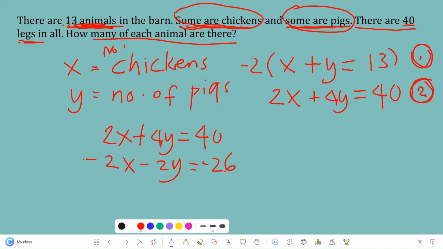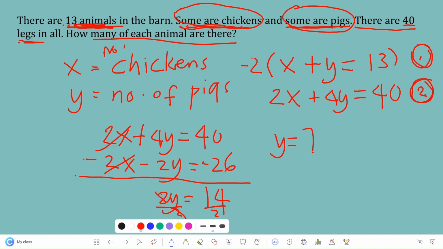Now, meron ka ng pwedeng tanggalin kapag in-add mo sila. So, this, you can cancel. And then, 4y minus 2y is equal to 2y. And 40 plus negative 26 is 14. Okay? So, if you divide 2y by 2, and 14 by 2, kailangan i-divide mo palagi ang both sides of the equation. You will have y is equal to 7. Alam mo na ngayon ang number of pigs.